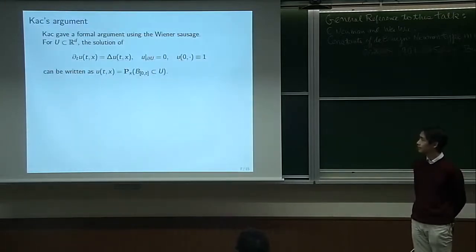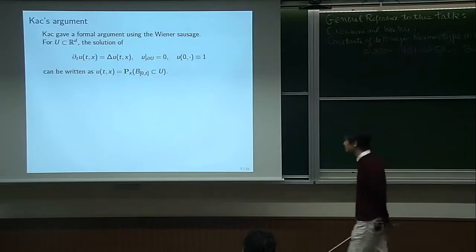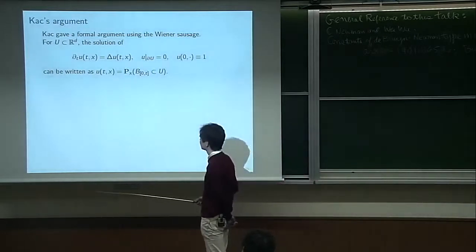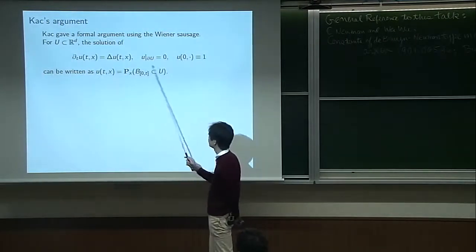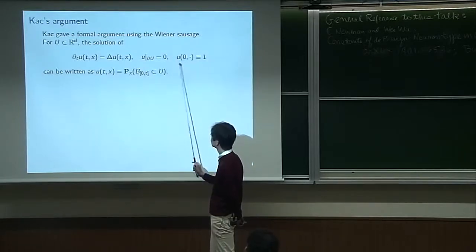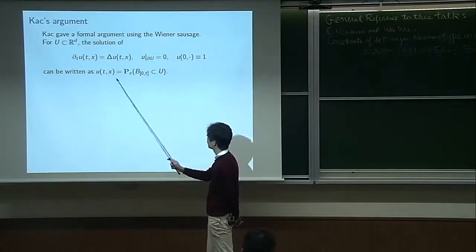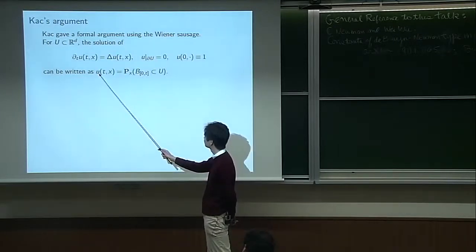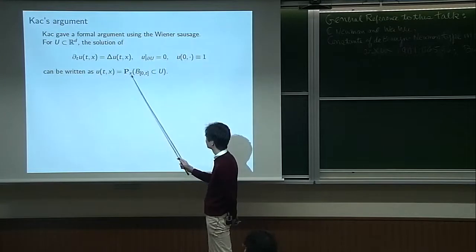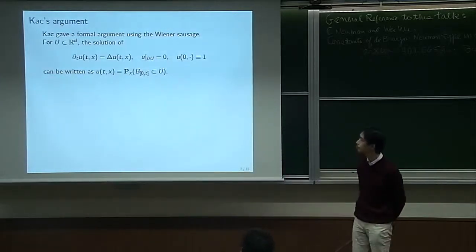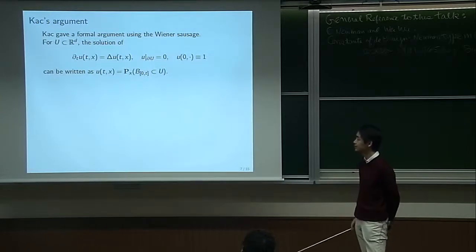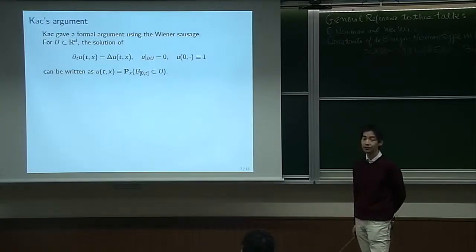And for this kind of problem, Kac gave a very nice formal argument using a Wiener sausage. And before explaining that, I have to recall what is called the Kac formula. For any nice domain in R^d, the solution to the heat equation starting from the uniform distribution can be written using Brownian motion in this way. So the heat distribution at time t and point x is nothing but the probability that the Brownian motion starting from x never exits from this domain U. It's a very special case of something called the Feynman-Kac formula, but in this case, I think it's called the Kac formula.